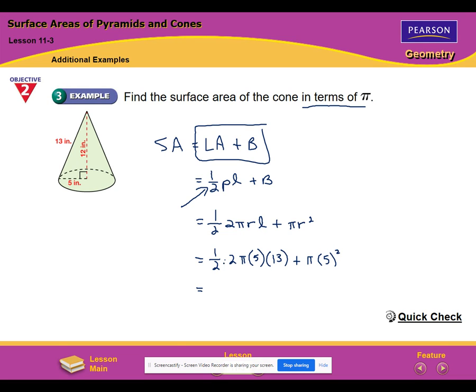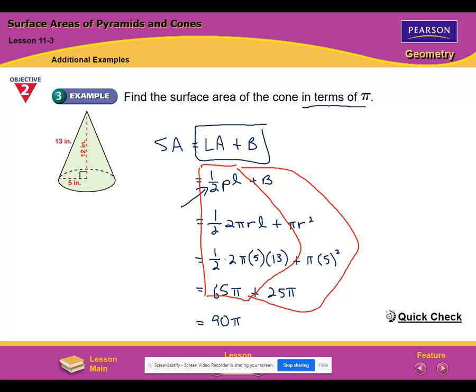I will simplify. 5 times 13 is 65. So the lateral area is 65 pi. The area of the base is 25 pi. And that means that the surface area would be 65 pi plus 25 pi, which would be 90 pi. Okay. Now, do you notice something? Everything that's here is lateral area. Everything that's on the outside here is the area of the base. And then on the last step, all in one calculation, I get my surface area, which is 90 pi inches squared. That's our answer.